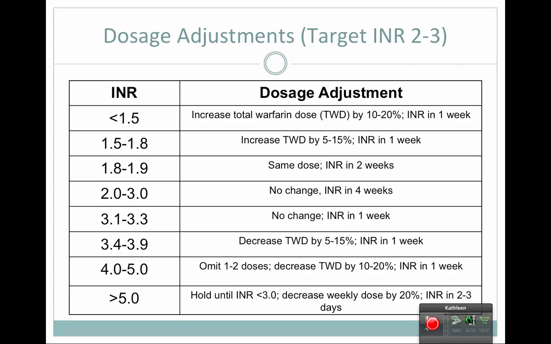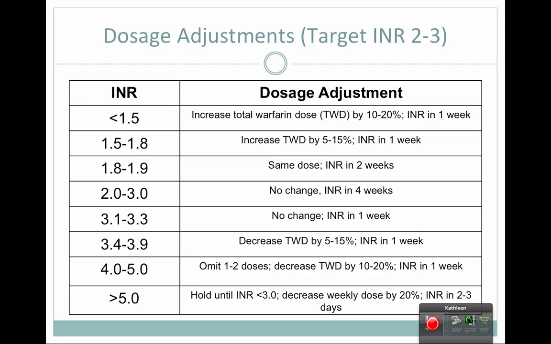An INR between 1.5 and 1.8, you want to increase the total warfarin dose by 5 to 15% and check an INR in 1 week. An INR between 1.8 and 1.9, same dose, INR in 2 weeks. An INR 2 to 3, no change, INR in 4 weeks. INR 3.1 to 3.3, no change, INR in 1 week. An INR 3.4 to 3.9, decrease total warfarin dose by 5 to 15% and get an INR in 1 week.